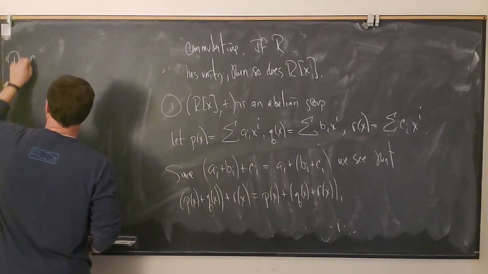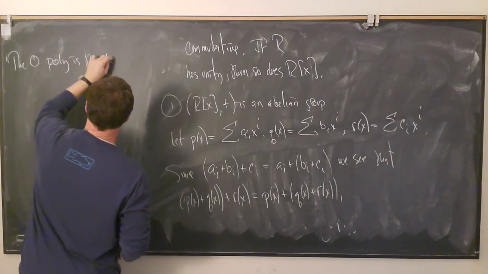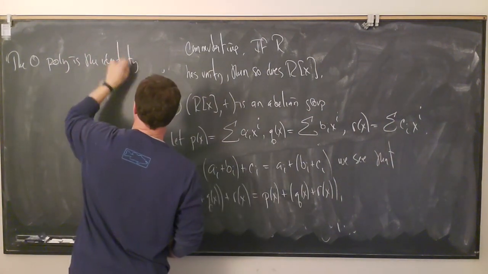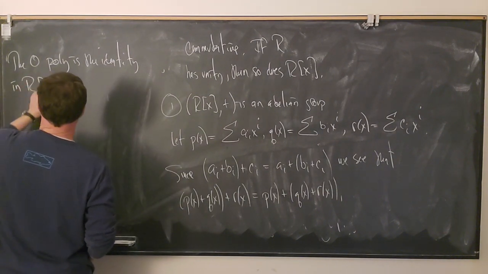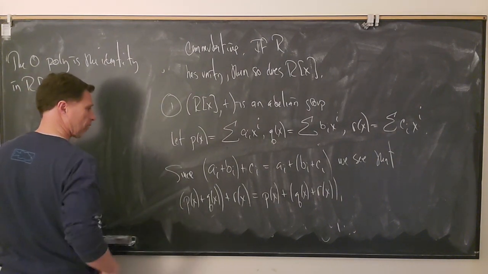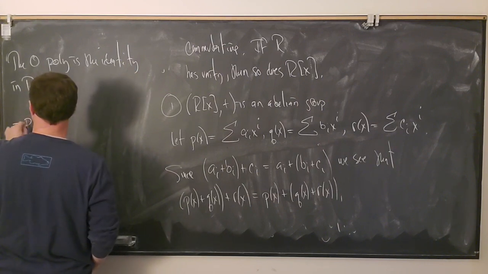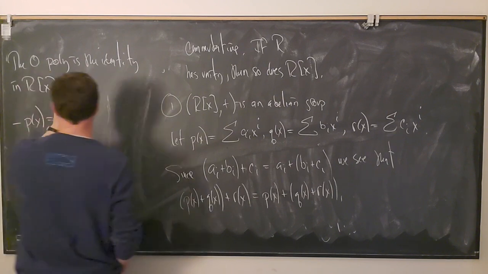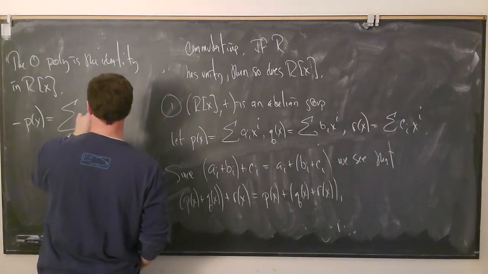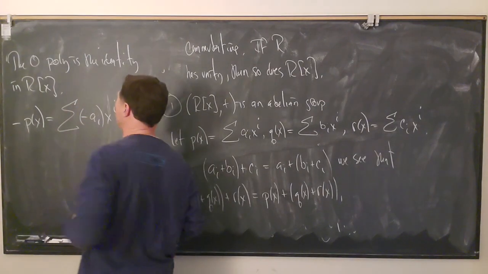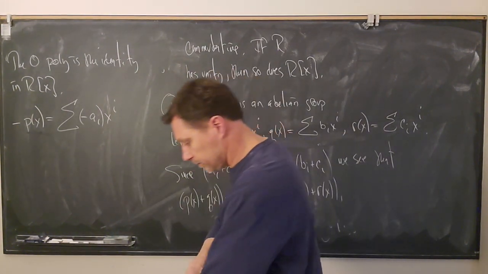So the zero polynomial is the identity in R[X]. For inverses, minus P of X is going to be the polynomial where you just negate all the coefficients, right? And clearly, if you add this polynomial to P of X, you're going to get the zero polynomial.